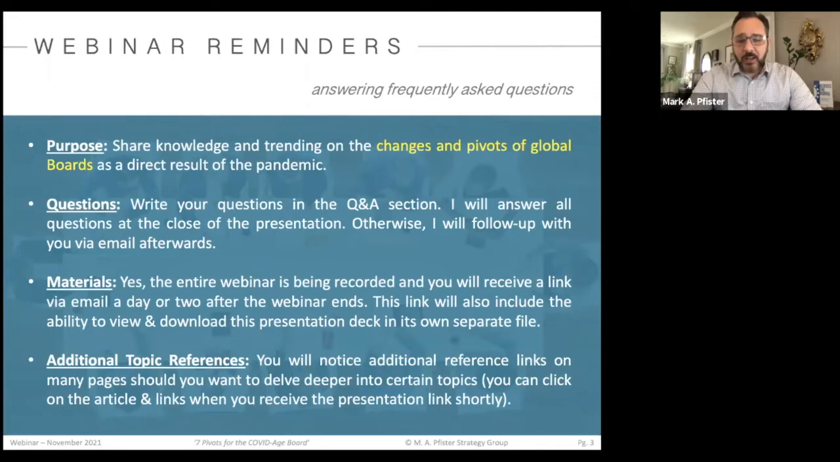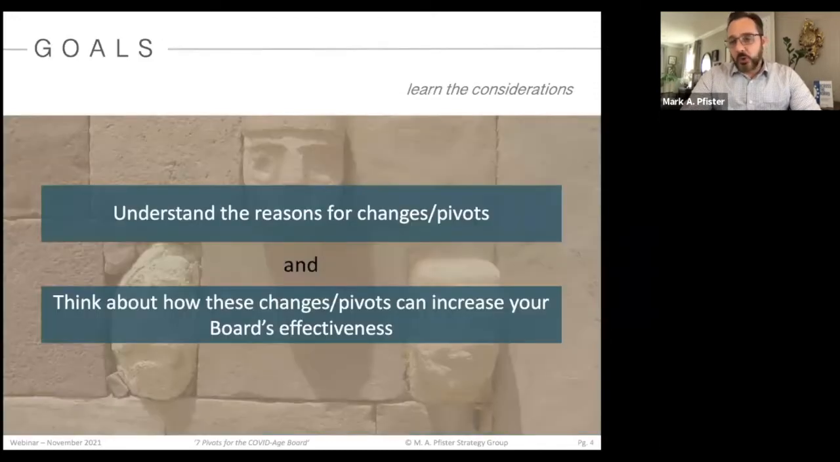All right, let's get started. For our goals today, learn the considerations and understand the reasons for these changes and pivots as they relate to the pandemic and as they relate internal to the boardroom. And think about how these changes and pivots can increase your board's effectiveness. So you may recognize some of these things happening within the boards that you serve today. And there may be things that haven't come up or been as prevalent as other boards have seen. So it's good to be on the lookout for these particular areas. So we'll touch on those topics.